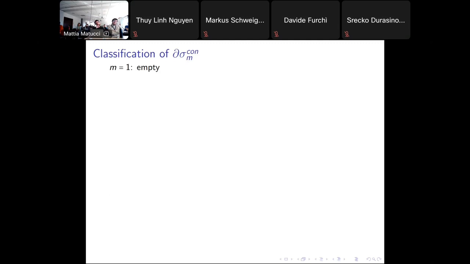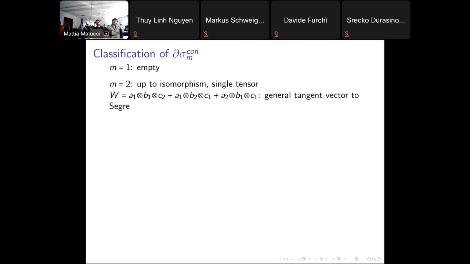So this is known in small dimensions. There's nothing there at all when m equals 1. When m equals 2, the boundary consists of the orbit closure of a unique tensor, and it's one we saw yesterday, this so-called W state, otherwise known as a tangent vector to the Segre variety. So m equals 1, m equals 2, completely understood. M equals 3, it's also understood. There are two additional interesting things.